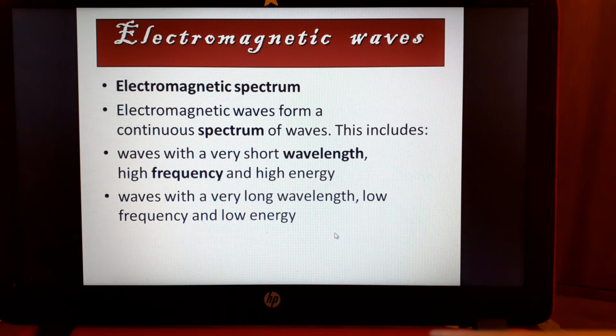However, some of them have short wavelength, some of them have long wavelength. The shorter wavelengths have more waves moving through a point, so they have high frequency. The longer wavelengths have fewer waves passing through a point, so we say they have low frequency and they have low energy also. So the ones with high frequency have high energy, while the ones with low frequency have low energy, which affects the ability to do work.